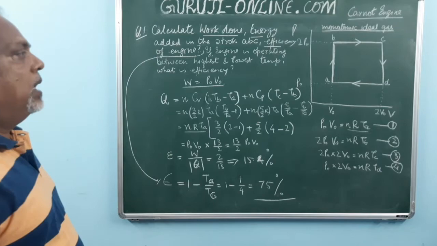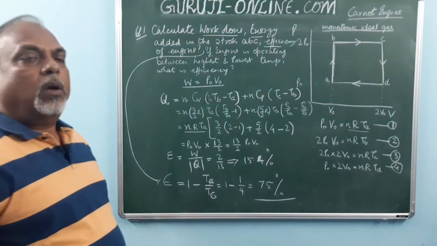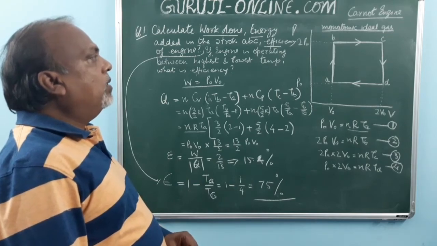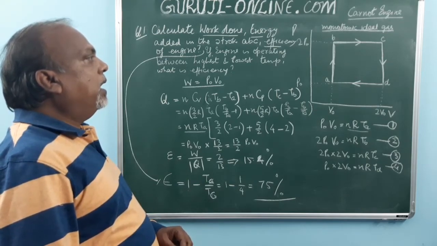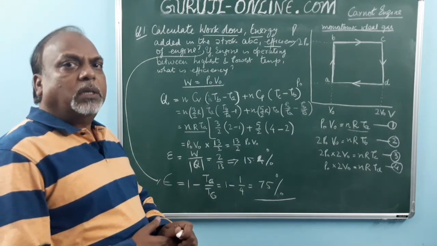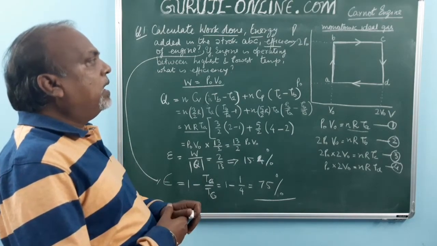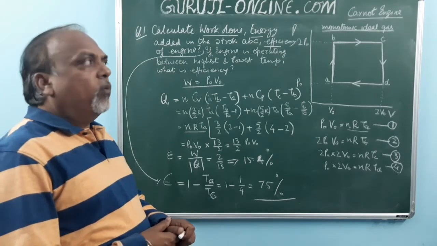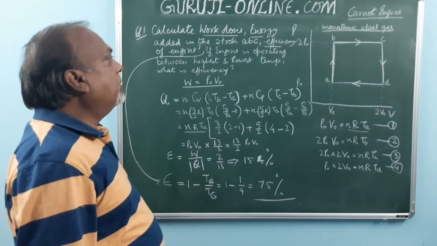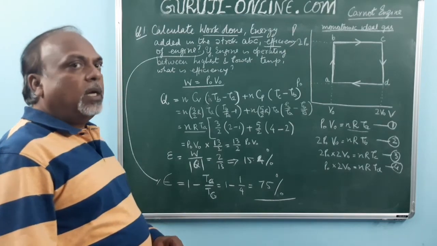So this is the solution of this problem. This is how you can find out the work done, the energy added, and the efficiency of the Carnot engine once we are given a graph of one cycle of the Carnot engine. Now we will go to the next question.